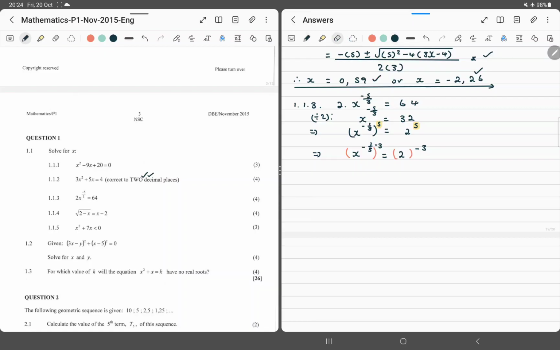Or what we can do, let's just do it this way so that we don't struggle at all. So that multiplied by that leaves us x is equal to, now this one is basically 1 over 2 cubed. Right, we're writing it as a positive exponent. Therefore, our x is 1 over 8. Nice and easy.